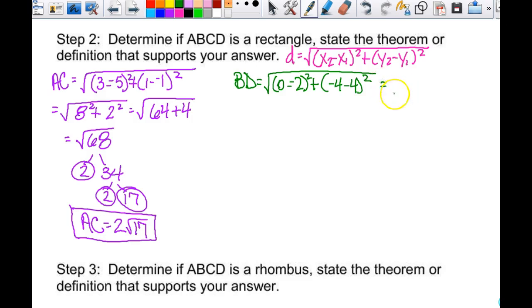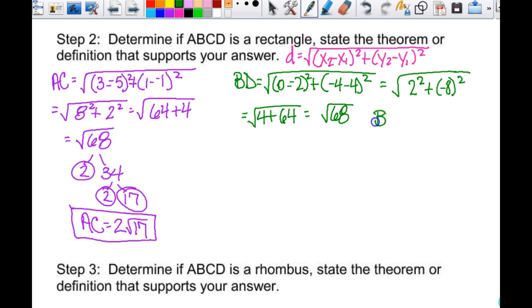So that gives me square root of 2 squared plus negative 8 squared. So square root of 4 plus what? 64. Positive or negative? Positive. So that's the square root of 68. Does that look familiar? Yeah. Do you already know what it should reduce to? Yeah. So we don't have to go through the process again. And we get that the length of BD is equal to 2 square root of 17.